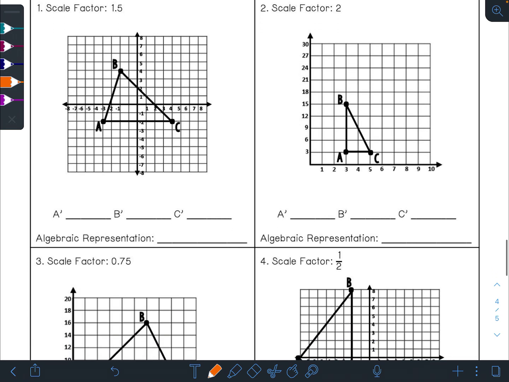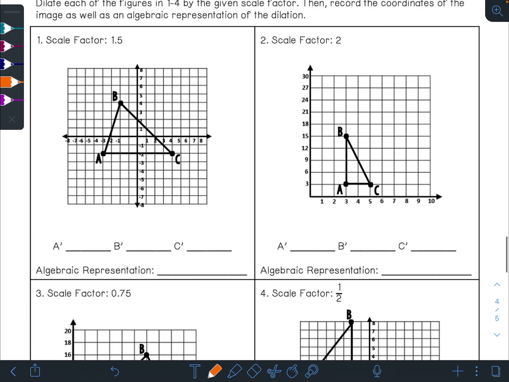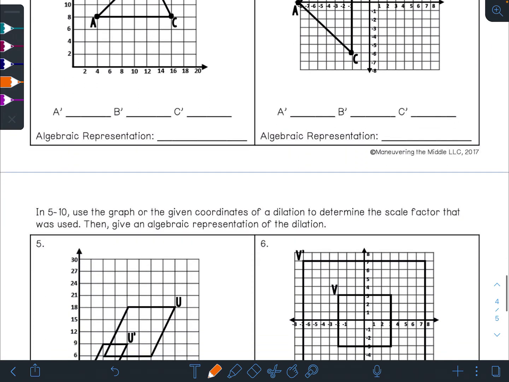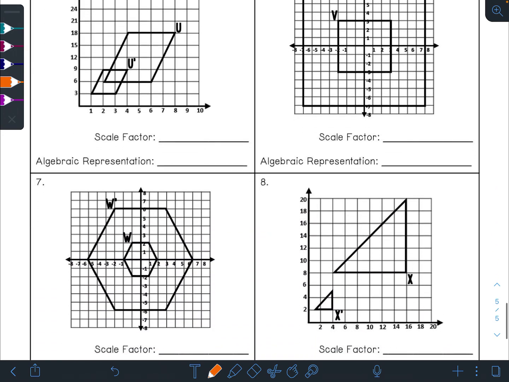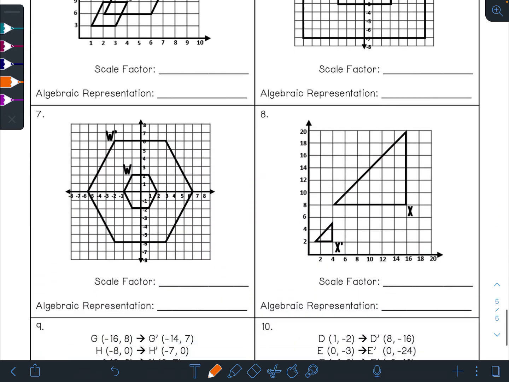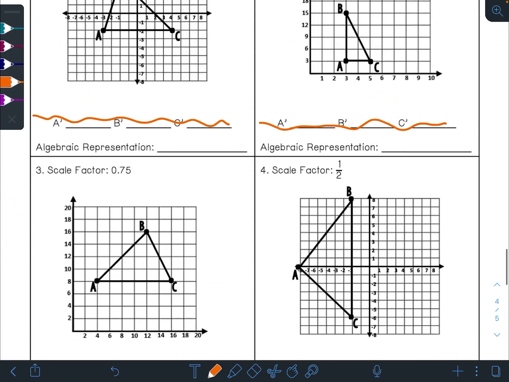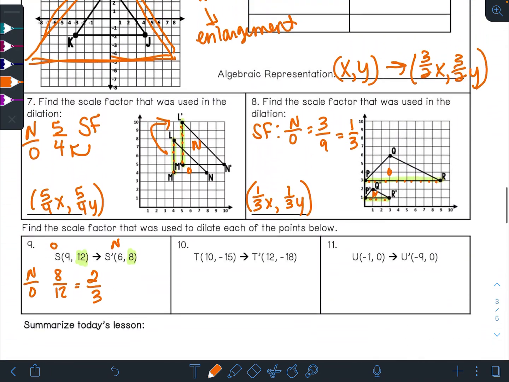So on these next ones, you don't really have to go and write the new ordered pairs. I want you really just writing the algebraic representation. If you would like to write the ordered pairs, you're more than welcome to. And then I want you practicing finding the scale factor on a couple of these and writing the algebraic representation. Don't forget to take your formative.